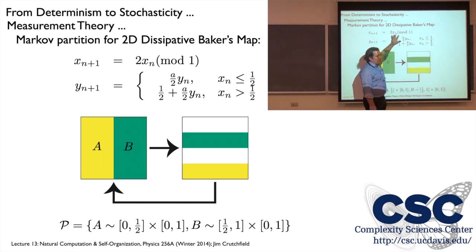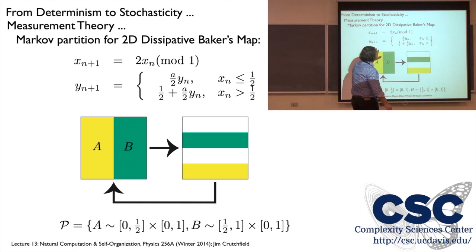In the horizontal x coordinate, it looks just like the shift map, 2x mod 1. That's taking the unit square and stretching it out by a factor of 2. Then in the y direction, we shrink each of the pieces by the proportion a. So we stretch it out, shrink it down by a, then cut it in half and stack, in this case, the green on top of the yellow. Before, I was just using green and yellow to indicate that this piece went up here and the yellow piece went down below. We do this again and again and again. Labeling as A and B was just something to guide the eye.